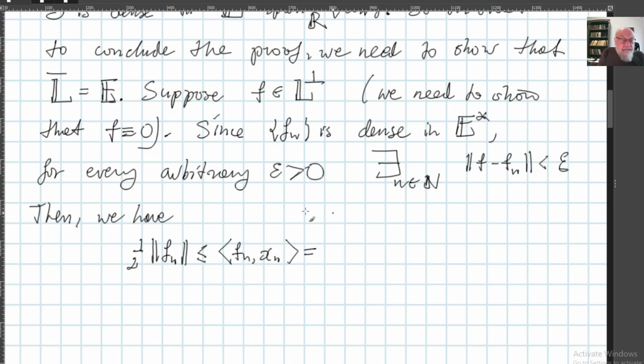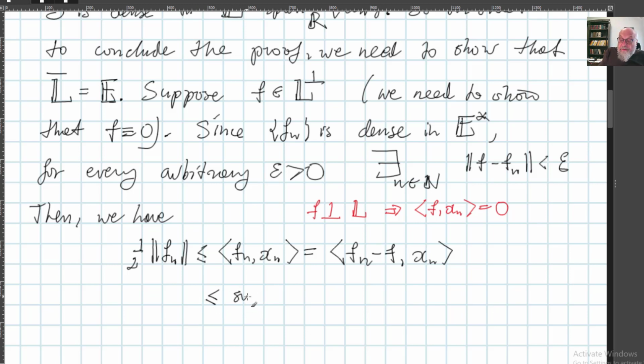And what do I have here? Since F is orthogonal to L, that implies that F on Xn, because Xn is in L, is equal to 0. So I can rewrite this expression. This is the same as Fn minus F on Xn, minus F on Xn. But that one is, of course, smaller or equal.